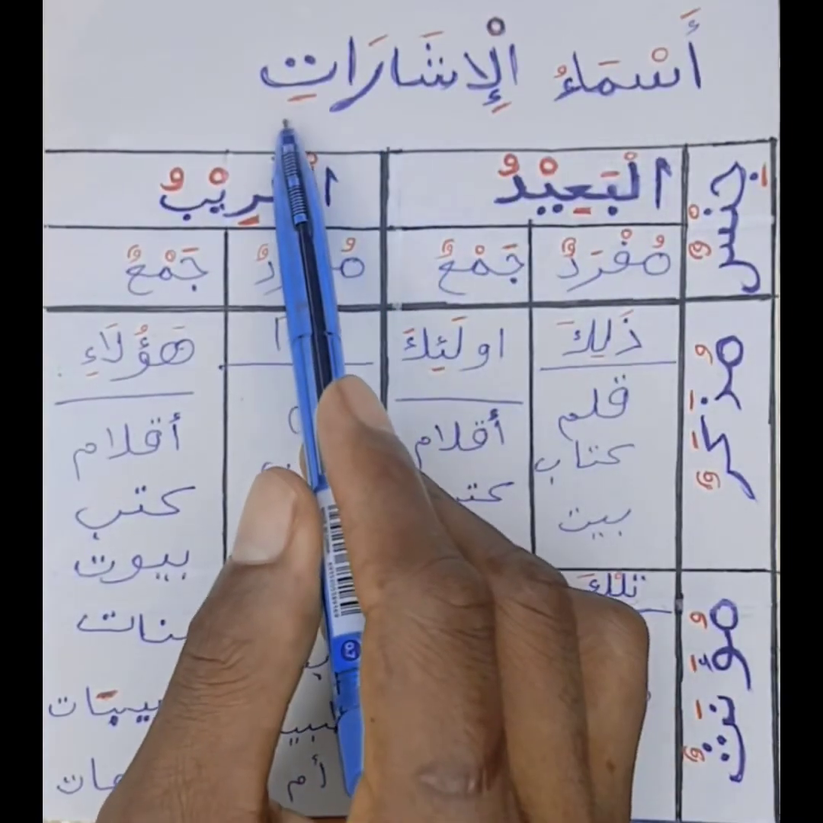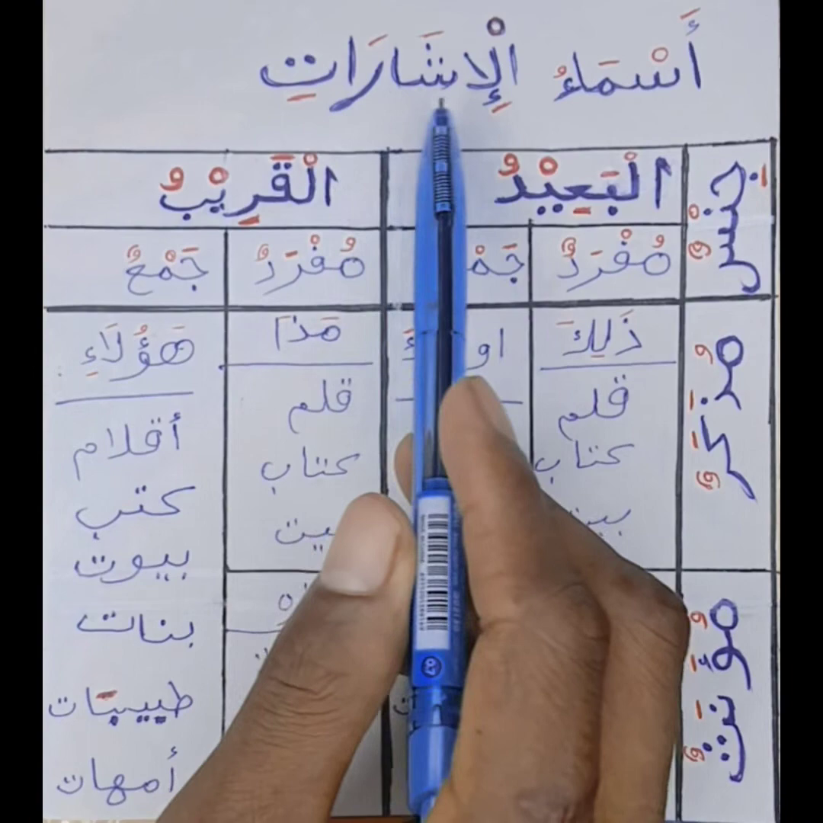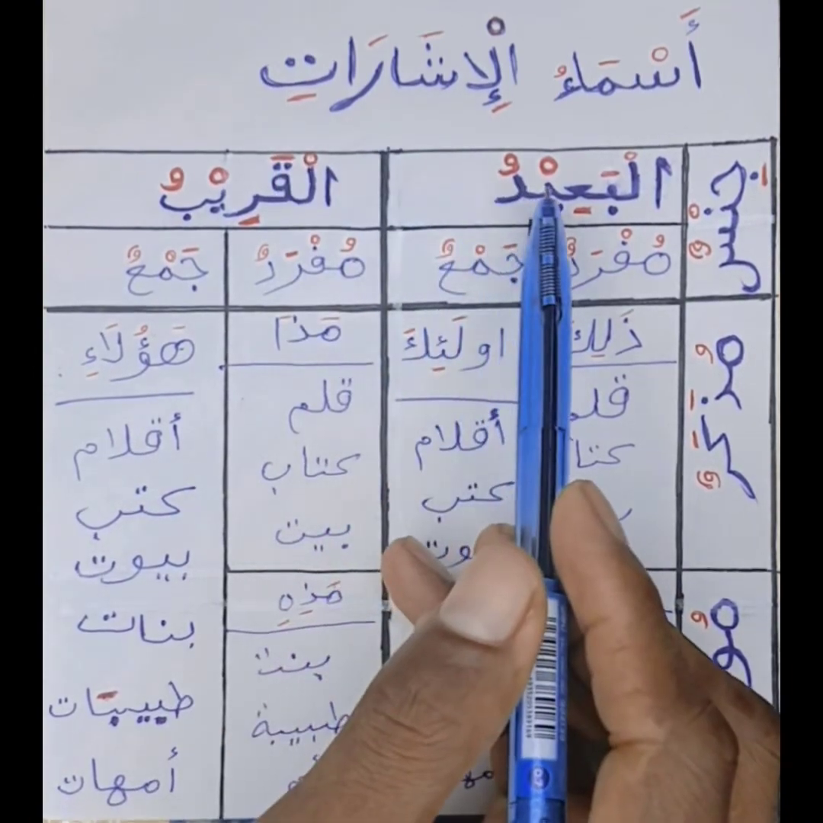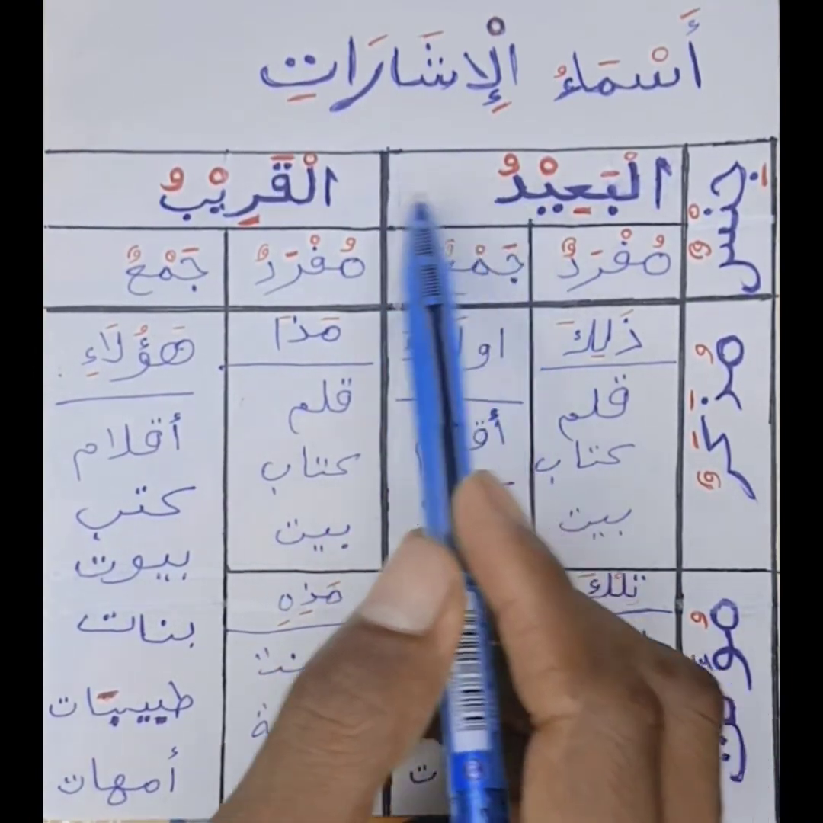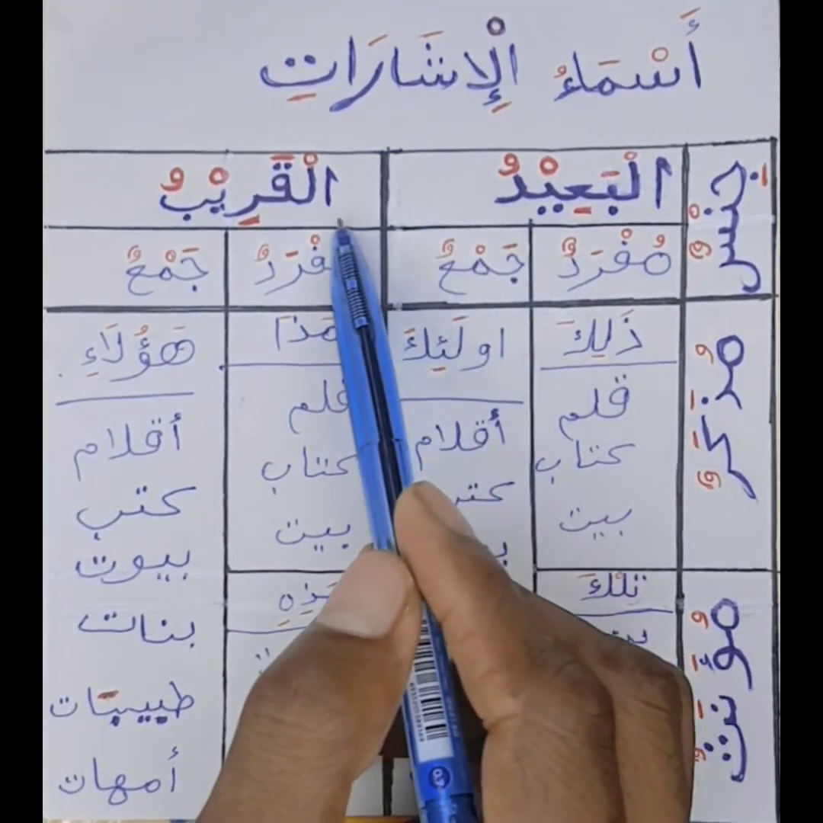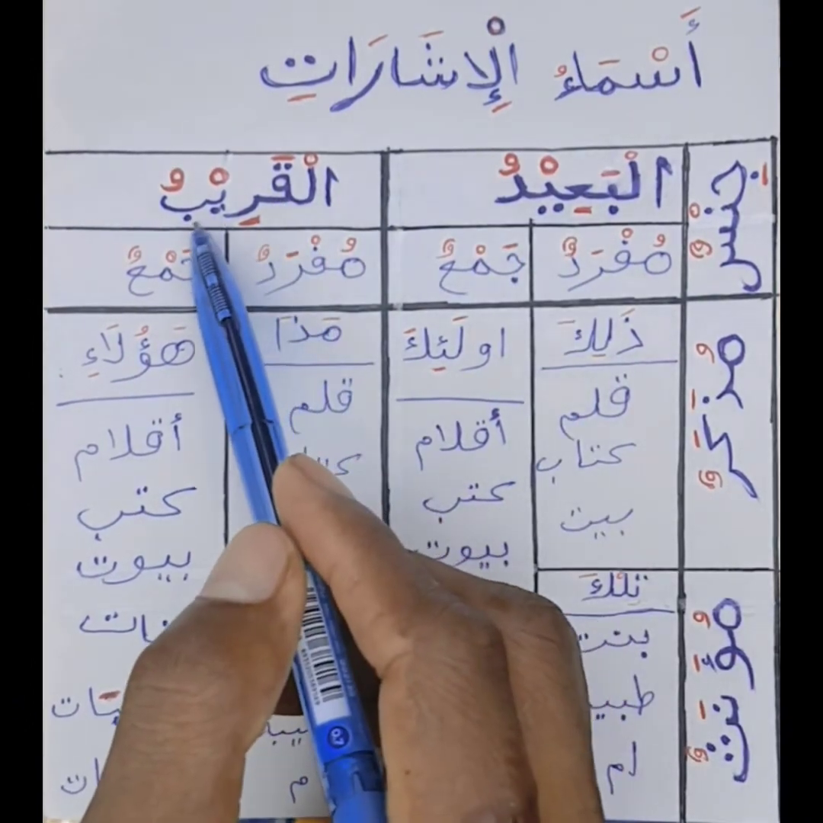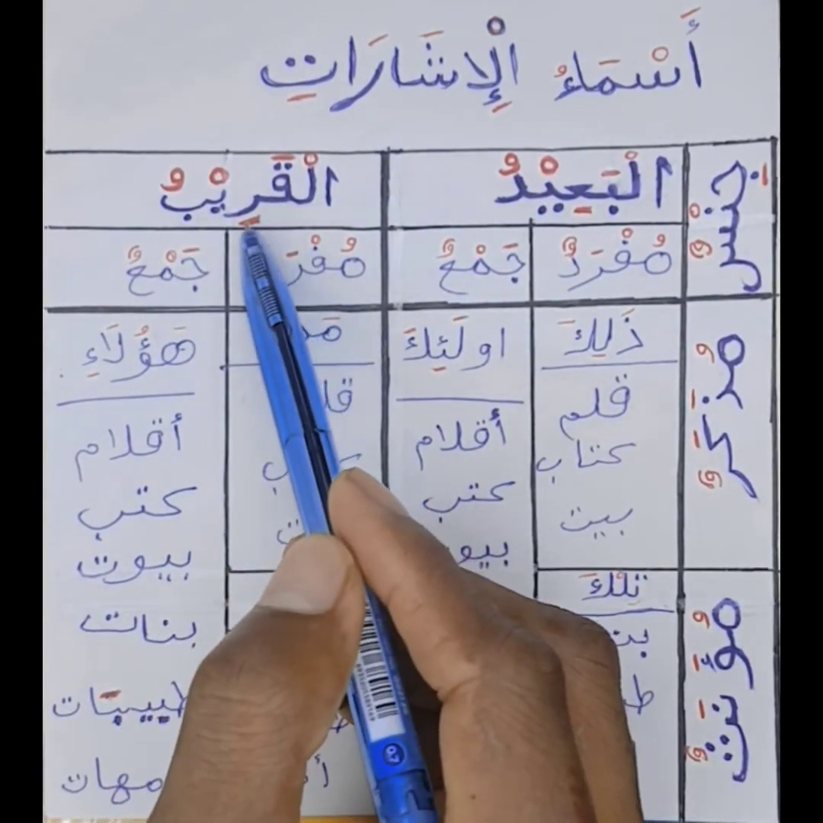Asma'u Isharat, demonstrative nouns. As we know in English, we use demonstrative nouns to point at things, but in the Arabic language, demonstrative nouns are divided into two categories, and each of these categories has its own subdivision. Al-Qarib, then Al-Ba'id. Al-Qarib has two subcategories or subdivisions.